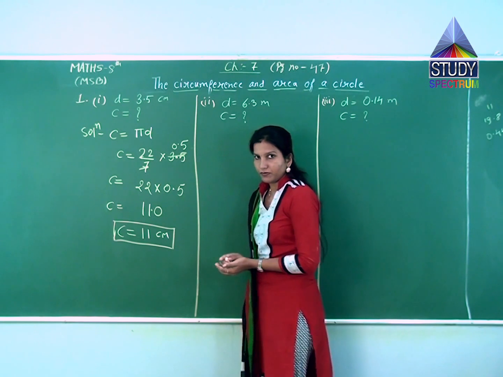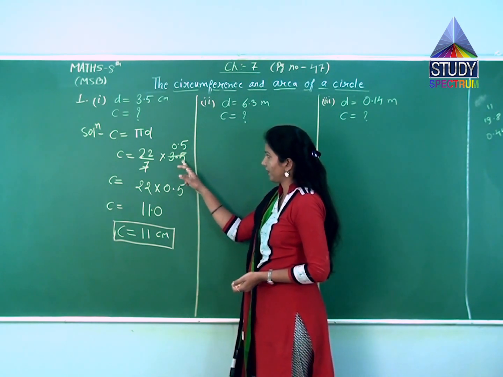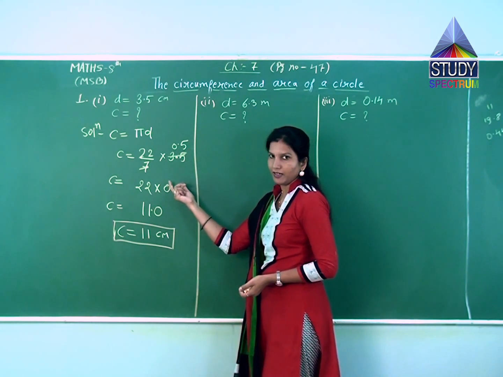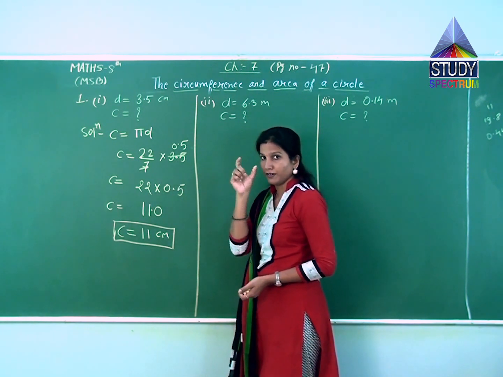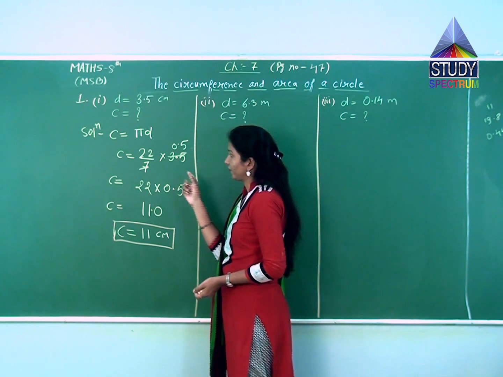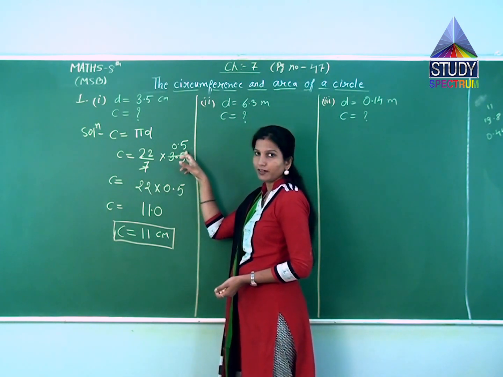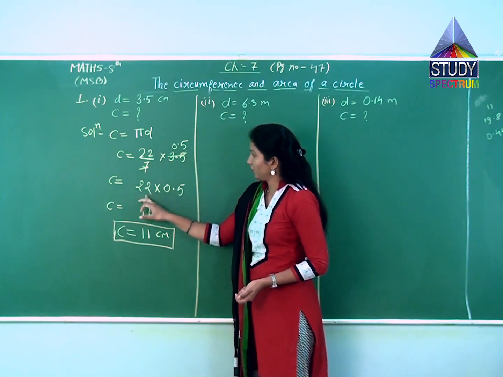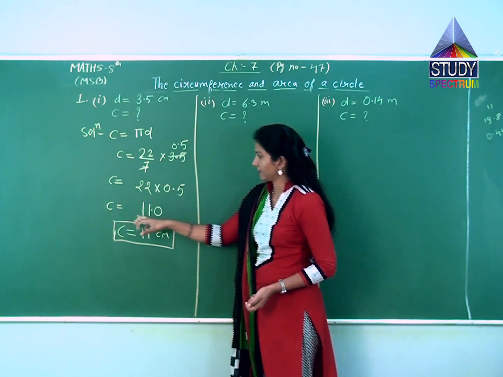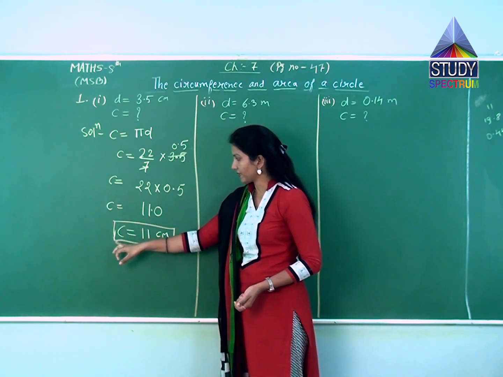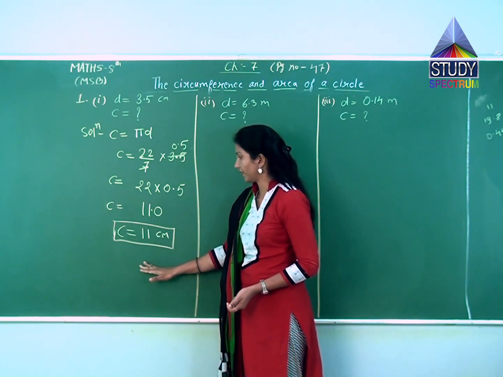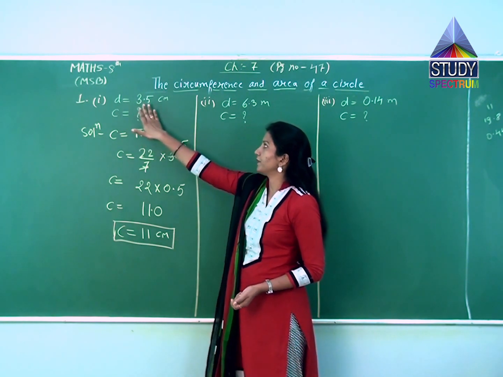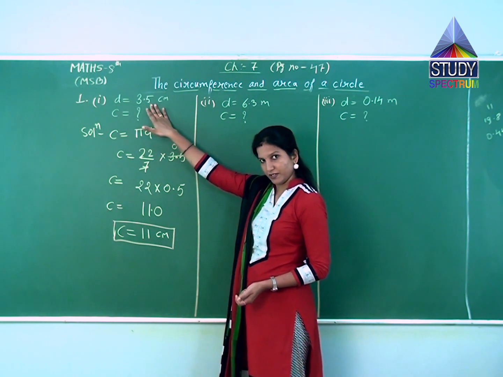Why so? Because if we remove the decimal from here, we get 35 upon 10, and 35 upon 10 is 3.5. Now if we divide 35 upon 10 by 7, we get 0.5. Now 22 into 0.5, and the answer is 11.0. That is C is equal to 11 centimeter. And this is the circumference of the circle having the diameter 3.5 centimeter.